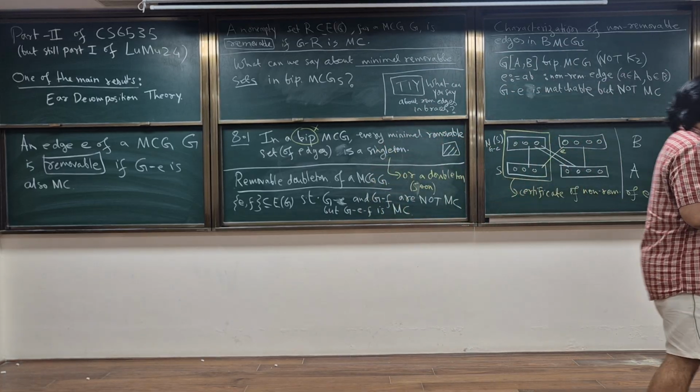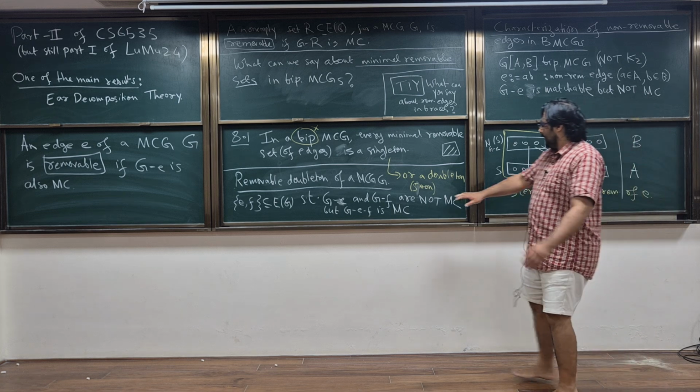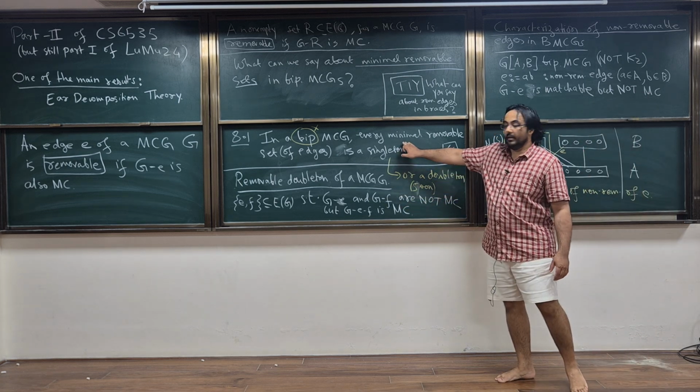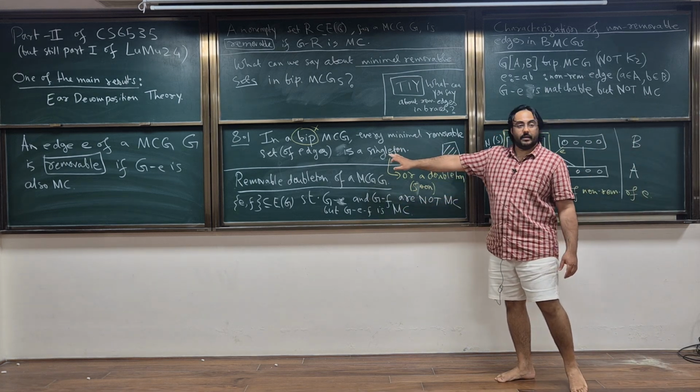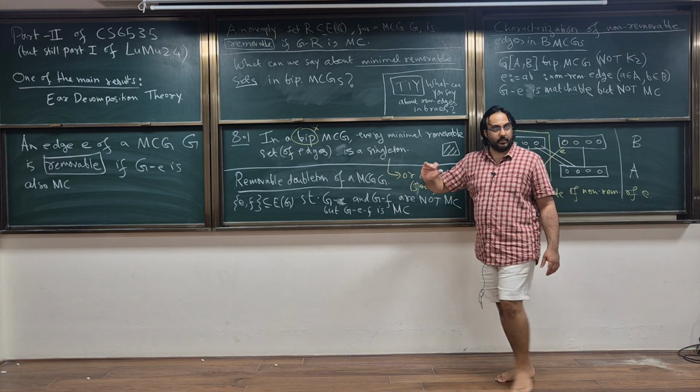And in general I have found it to be very useful in life. So we'll talk about that and then we'll continue. But one of the main goals of this chapter is to get to this result: every minimal removable set in any matching covered graph is either a singleton or a doubleton. But we'll take some time to get there.